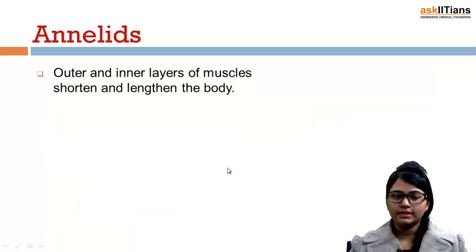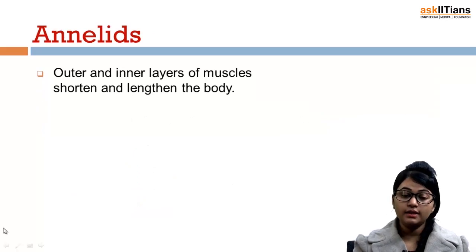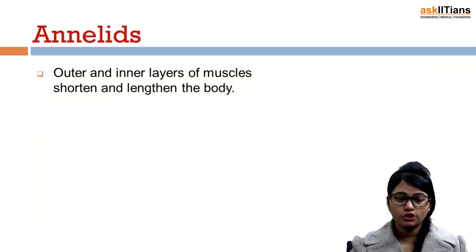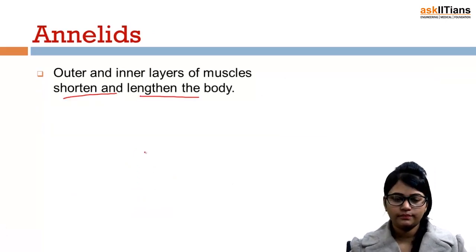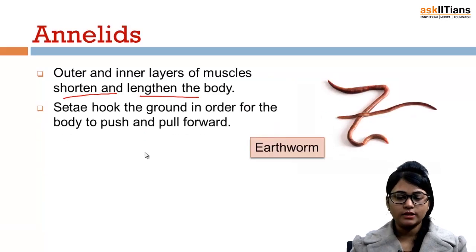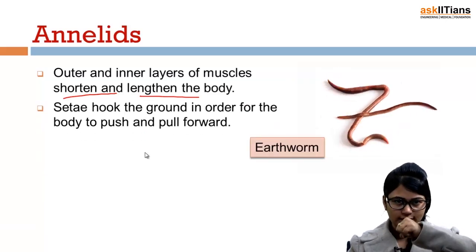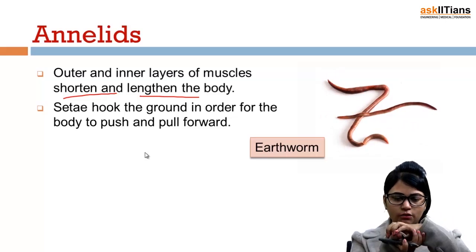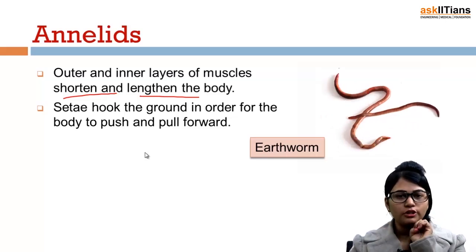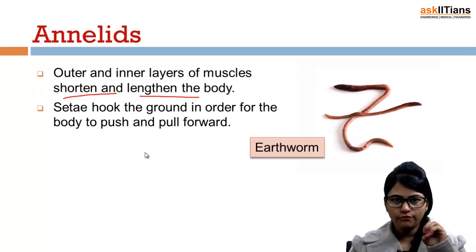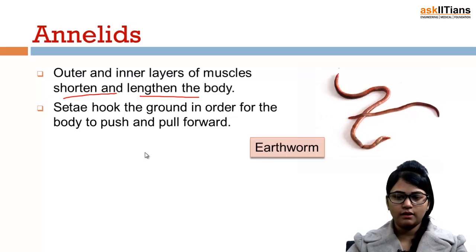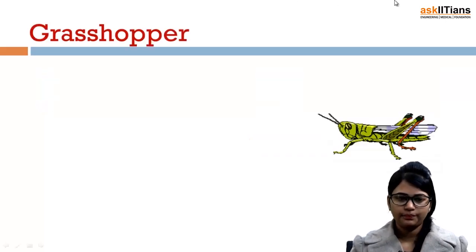Then come the annelids. Outer and inner layers of muscles shorten and lengthen the body. Here you can see the movement. The earthworm is moving. Setae hook the ground in order for the body to push and pull forward. So they are pushing and pulling forward.